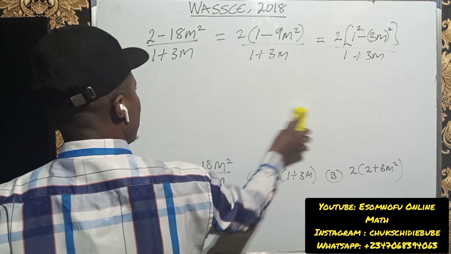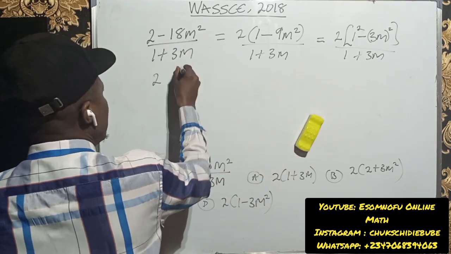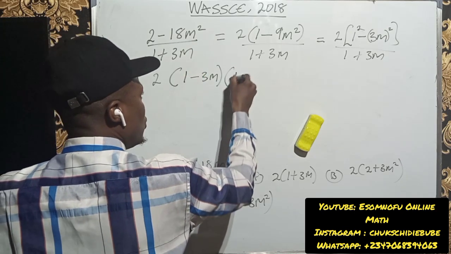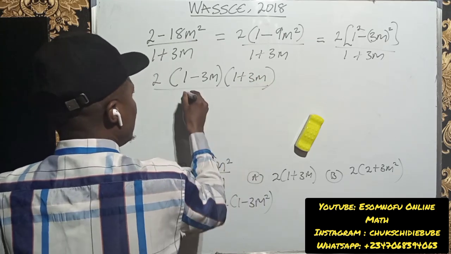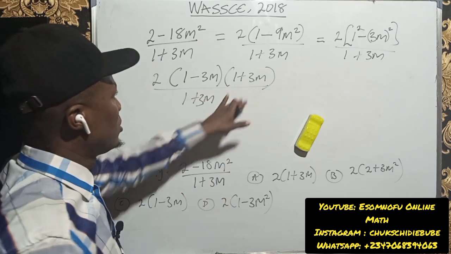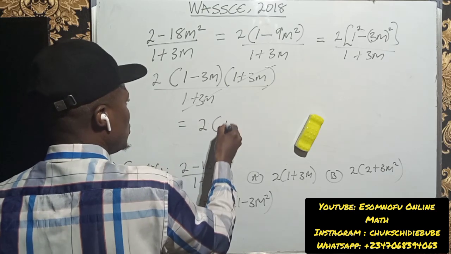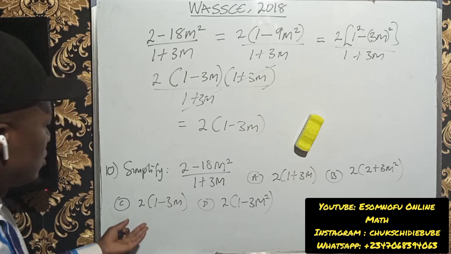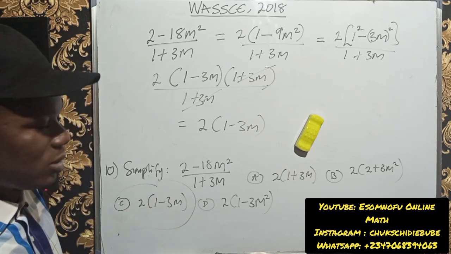So here, when we have 1 squared minus 3m squared, it can now imply 1 minus 3m into 1 plus 3m, all over 1 plus 3m. Now 1 plus 3m is common, so 1 plus 3m cancels out. This gives us 2 into 1 minus 3m, and of course this should be option C. Option C is the answer. So let's take more questions.